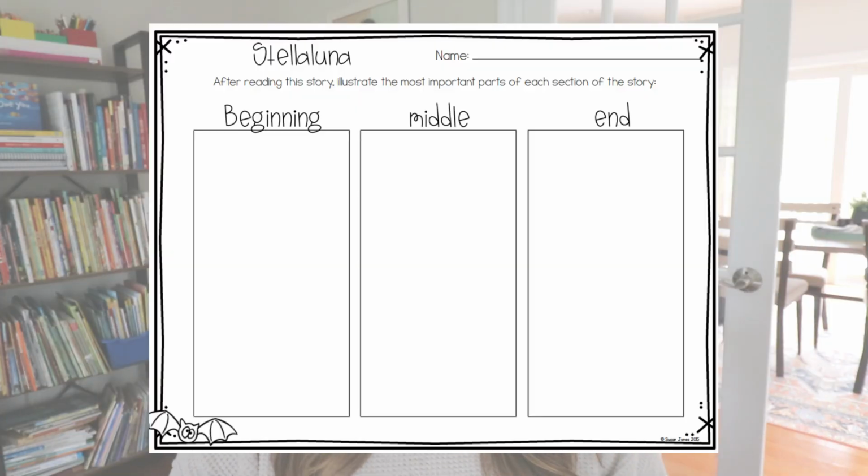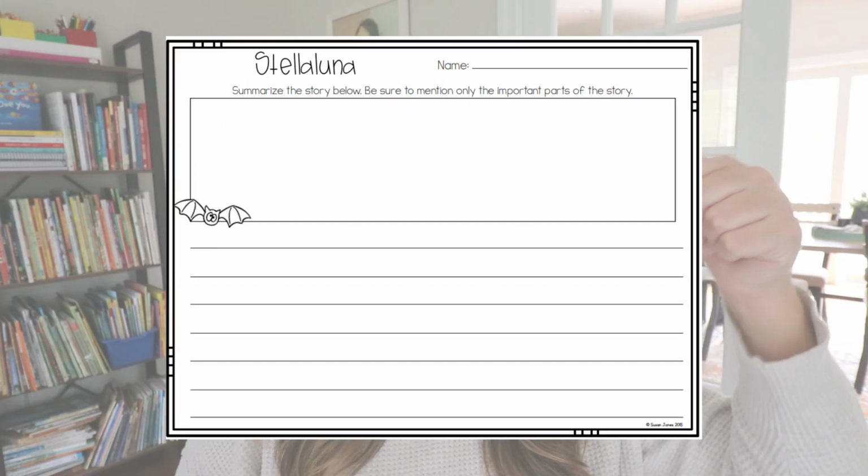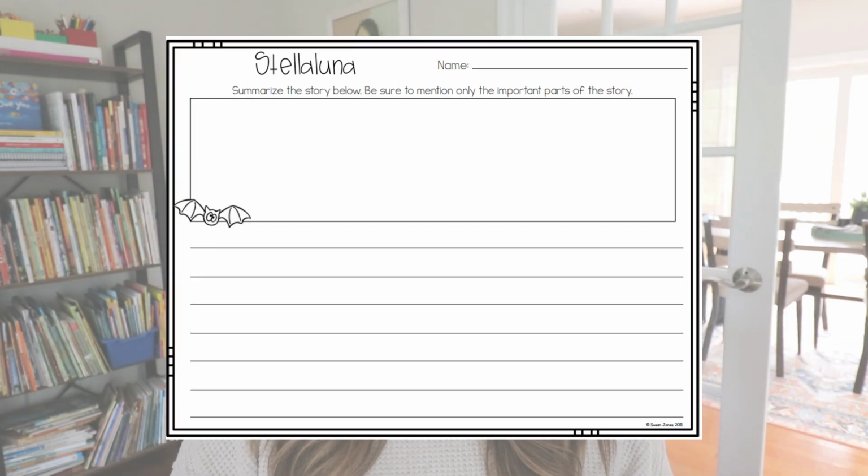And then for each book, I also have a reading comprehension sheet. So here students would draw the most important part of each section of the story, beginning, middle, and end. And then I also have a writing sheet here where students would summarize the story below. And here they're tasked to make sure that they only mention the important parts of the story.